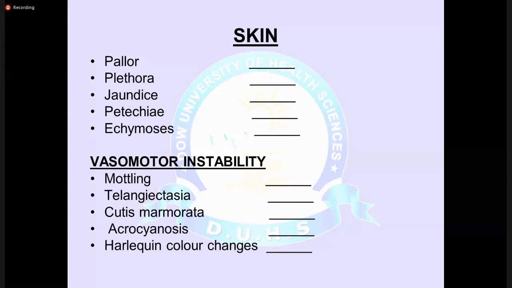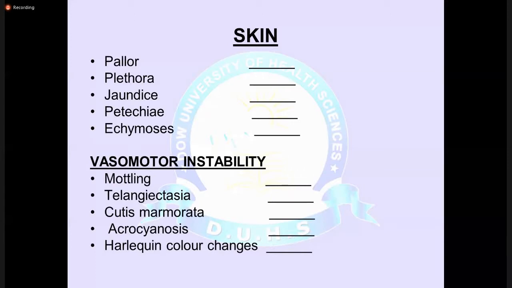Okay, and then check for the vasomotor instability, like the mottling, the telangiectasia, cutis marmorata, acrocyanosis, or harlequin color changes. Sometimes there is a clear demarcation of pink and other color on the body, so you can label this as a harlequin. Mottling is some sort of vasomotor instability on the skin and a sign of any presumed sepsis, and you can easily pick that this is a mottling. So these are the certain color changes, and various color changes occur in the cutis marmorata. You can also label this as the finding.